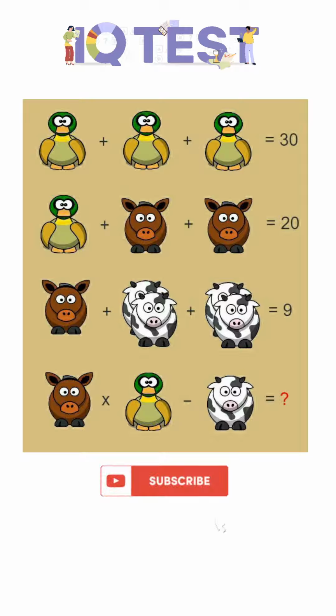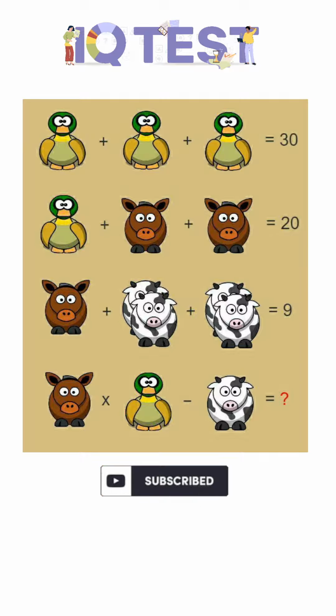Alright guys, so in this one we have 3 ducks. So we add duck 1, duck 2, duck 3, it will give us 30. Then we have 1 duck plus 2 donkeys, that will give us 20.